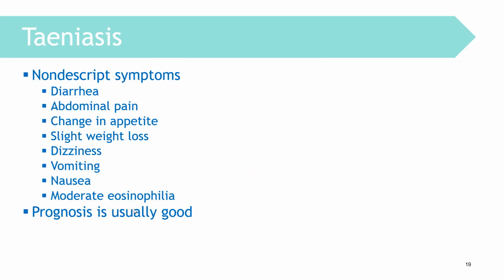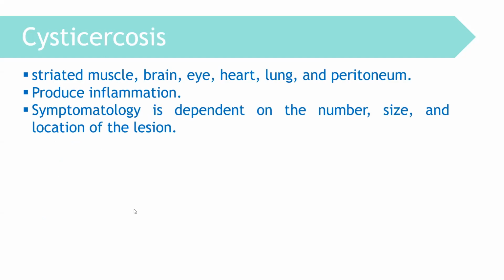Okay, so when we say taeniasis, that is the infection brought by Taenia saginata or Taenia solium. And there are non-specific symptoms like diarrhea, abdominal pain, slight weight loss, or change in appetite, dizziness, vomiting, nausea, and of course, moderate eosinophilia. Prognosis is usually good. It can be treated.